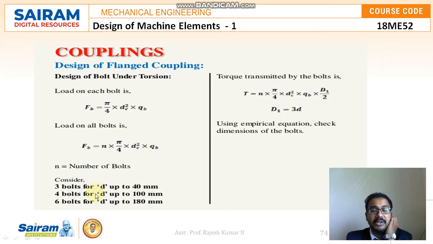So consider 3 bolts for small d up to 40 mm, 4 bolts for d up to 100 mm, and 6 bolts for d up to 180 mm. So the torque transmitted by the bolt is T equal to n into pi by 4 into dc square into qb into D1 by 2, and capital D1 is equal to 3d.